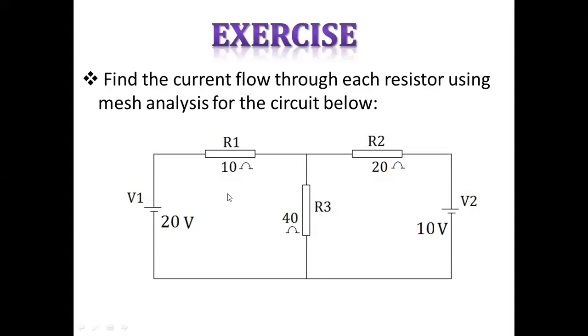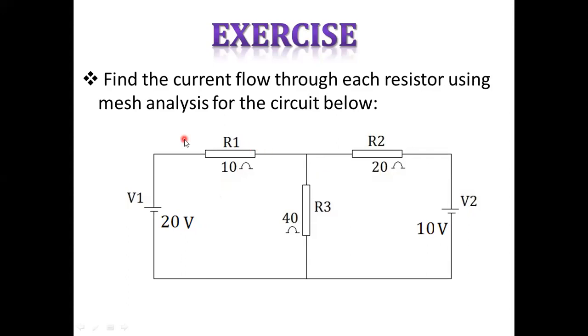How many loops are there here? This is one loop and this is another loop. Two loops are there here now. How many loops are there? Two loops. So two loops means two equations. Two equations will come here now. One equation is applicable for this loop, another equation is applicable for this loop here now.